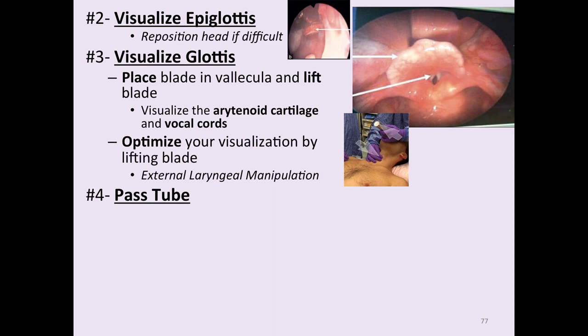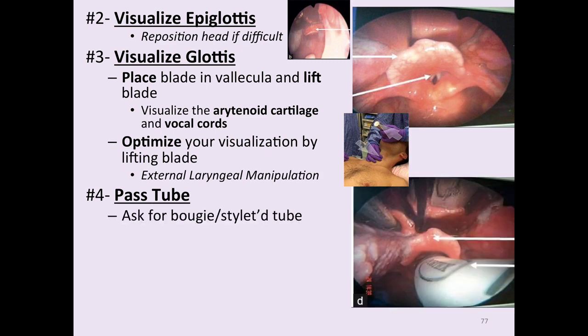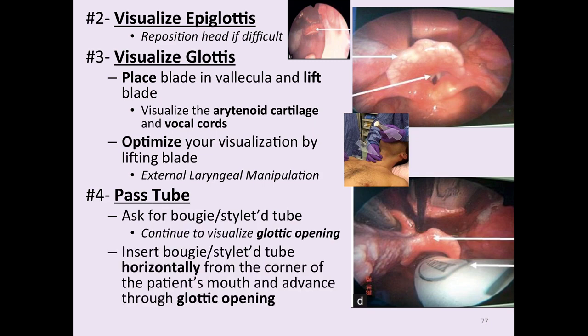You want to optimize it with some bimanual laryngeal manipulation. And then once you can see good, you're not done. You still have to pass the tube, which is harder than it seems. So you try to keep your eye on the glottis. Ask for the bougie. Hopefully you have a great assistant who hands it to you. And then insert it horizontally.